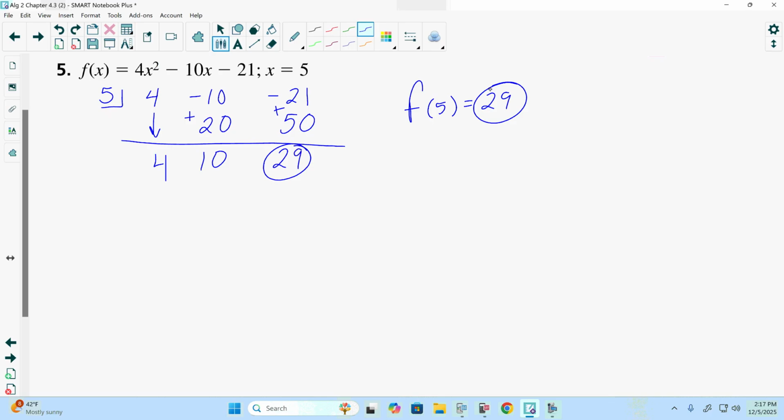Questions on evaluating these here? Do you feel good with synthetic division and evaluating? Yes?